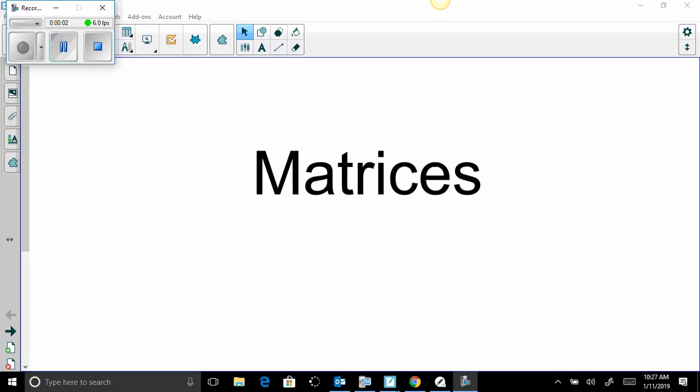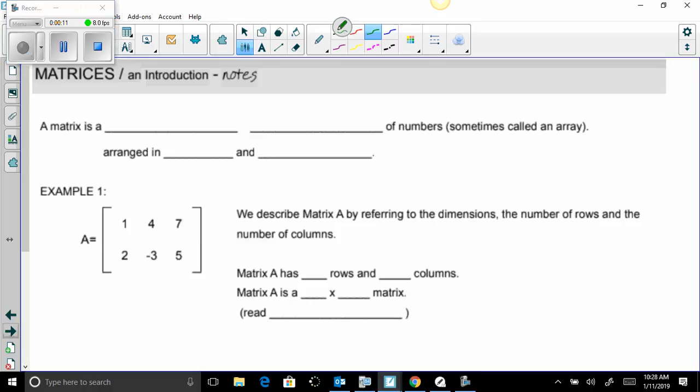Hey guys, today we're going to look at matrices. I'm going to give you a little introduction and then we're going to look at some operations with matrices. So take out your notes and follow along with me on these guided notes. What do you think a matrix is? Take a second to think about that.